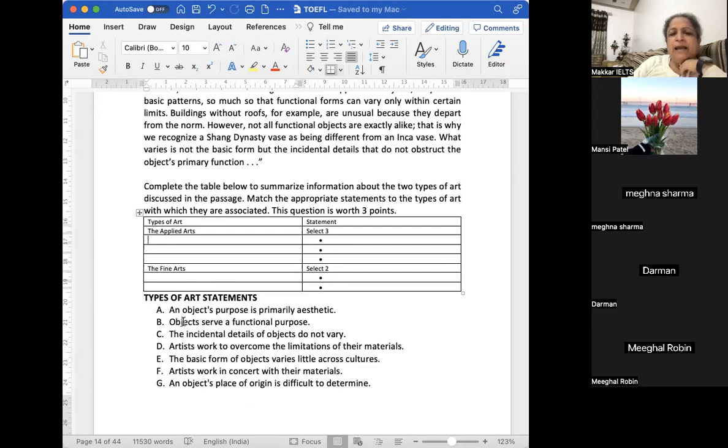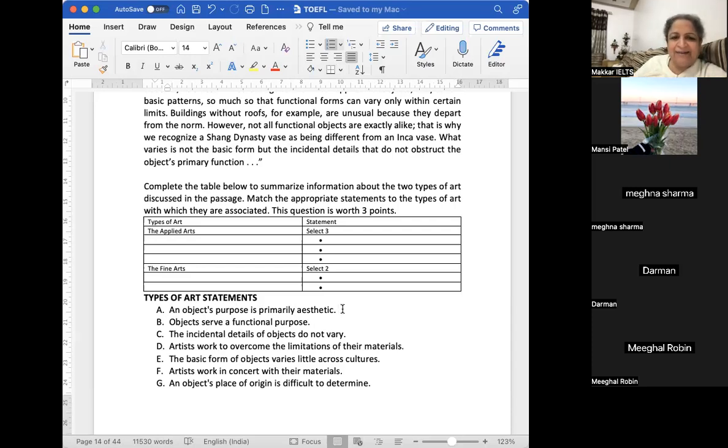Okay. अब आपने ये passage we have read it many times, so just see. आपको कुछ पता चलता है ये applied art की है कि fine art की है. And object's purpose is primarily aesthetic. तो ये applied art का है कि fine art का है? Aesthetic. Primarily. Applied art का हमने कितनी बार पढ़ा है कि उनका primary purpose functional है. तो एस्थेटिक किसका हो सकता है फिर बताओ? Fine arts. Fine arts, So A is for fine arts. Okay. Objects serve a functional purpose.